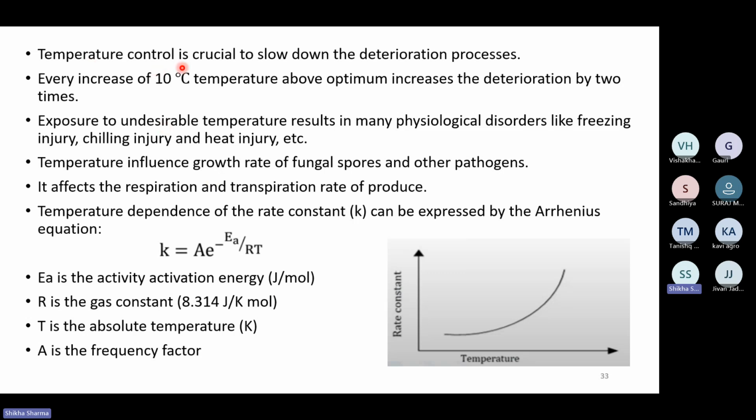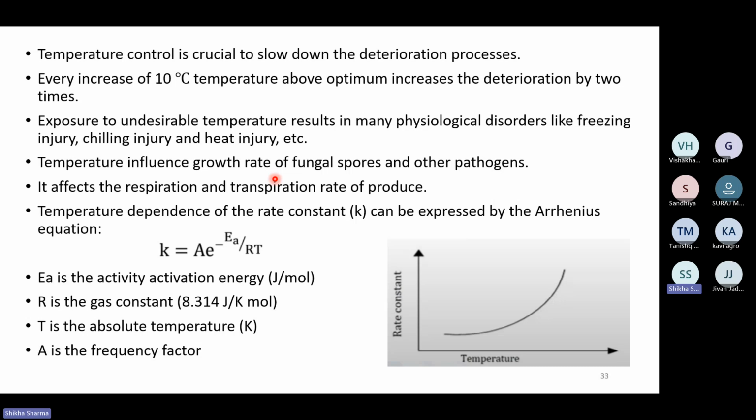Like temperature, basically, if we control the temperature, we can slow down the deterioration process. As we discussed in Van't Hoff's rule, if we increase the temperature by 10 degrees Celsius, there will be an increase in the deterioration by 2 to 3 folds. So if we decrease the temperature, we can preserve the fruit quality. Exposure to undesirable temperature also results in many physiological disorders, like freezing injury, chilling injury, and heat injury. If there is a fluctuating temperature, these temperature related injuries can occur in food products.